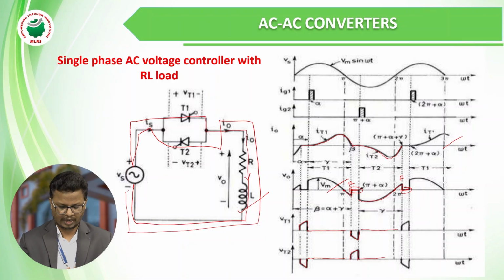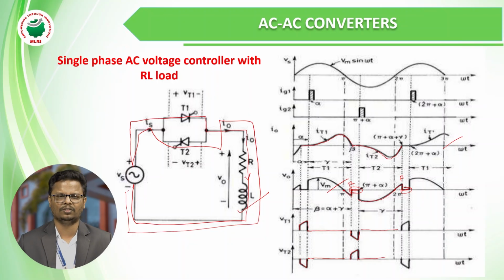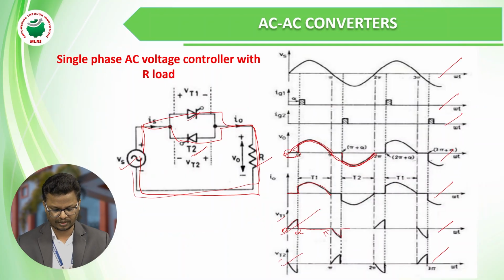In place of these anti-parallel connected two thyristors, we can also use a triac. By using a triac, we will get similar outcomes from the circuit. So these are the two operations of the AC voltage controllers with R load and RL load.